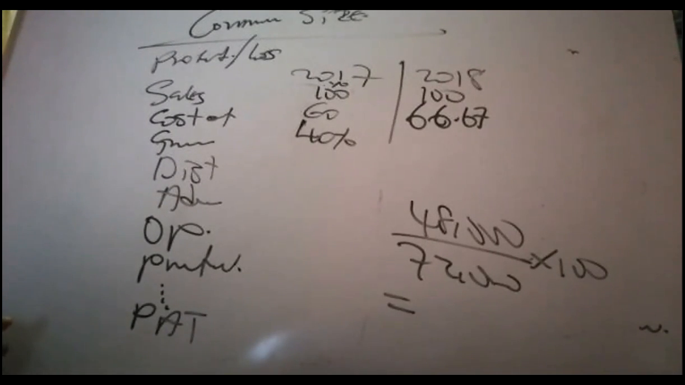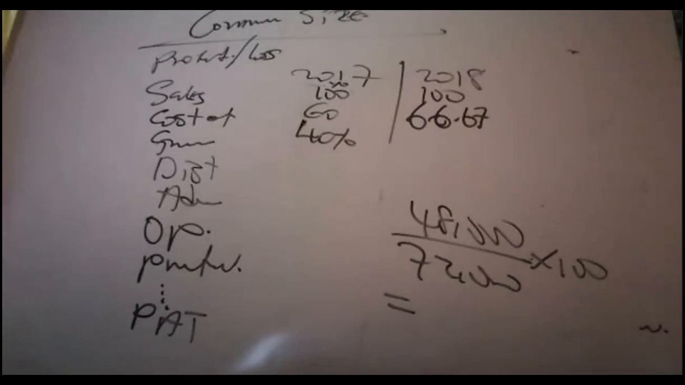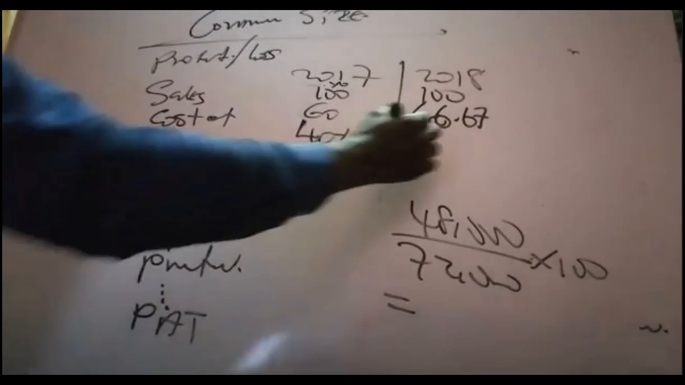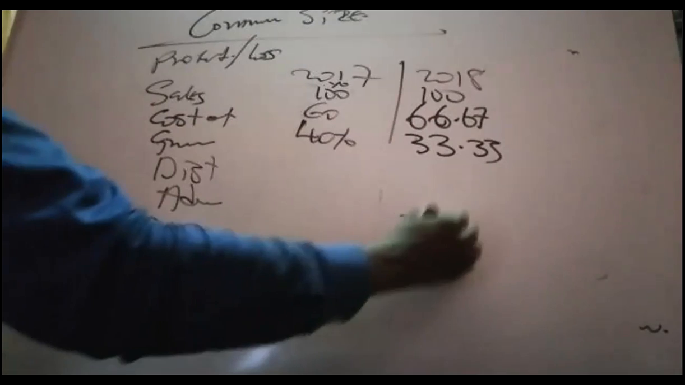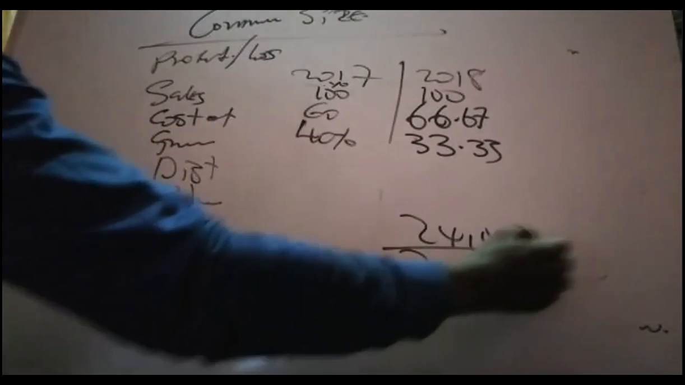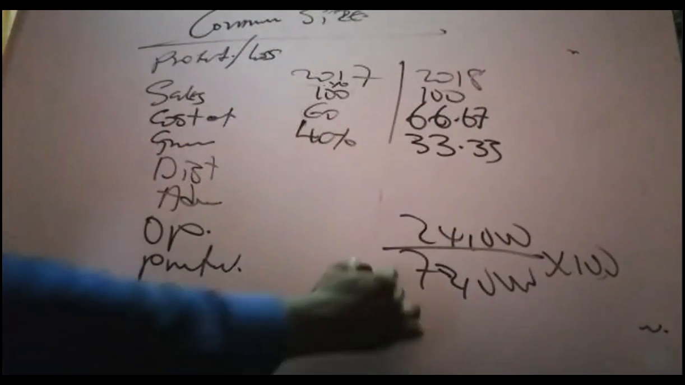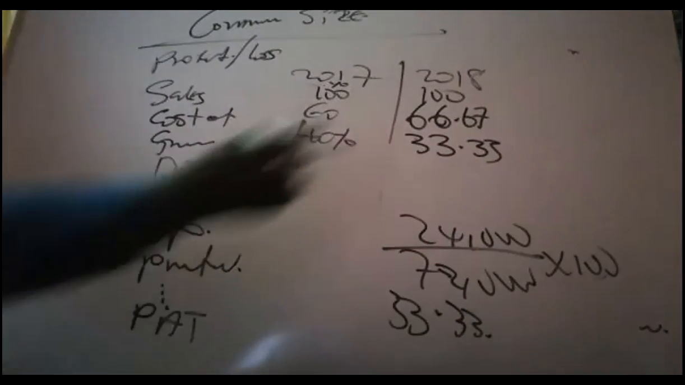The same thing. Gross profit is 24,000 over 72, which is 1 divided by 3, and that will give us 33.3333. Let's show the working. It's 24,000 divided by 72,000 times 100. This will give us 33.33333%. Then you put it in.